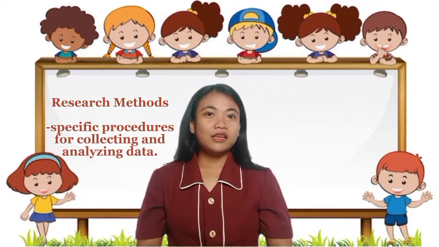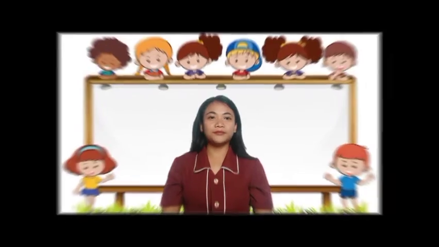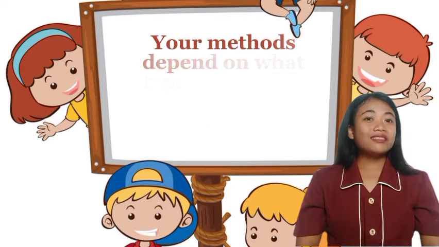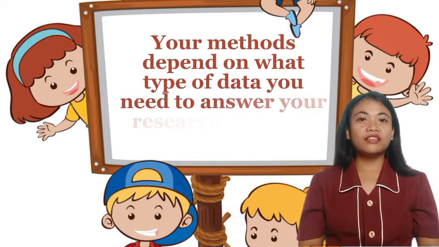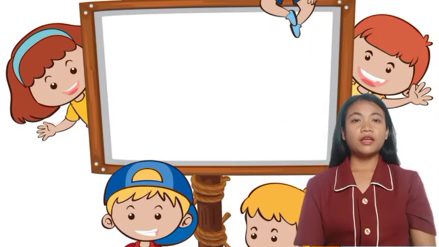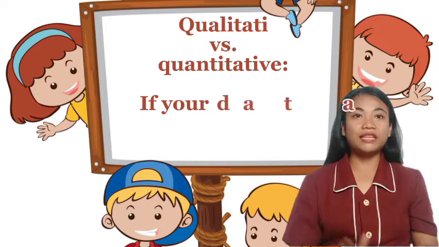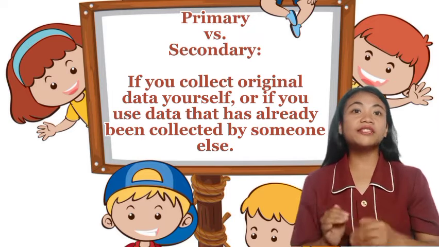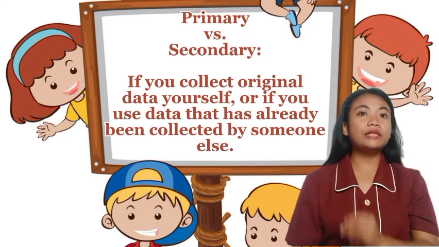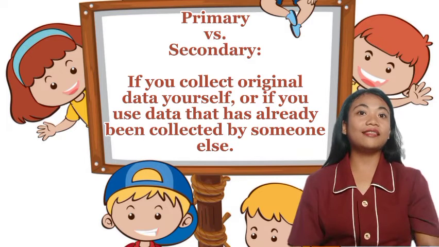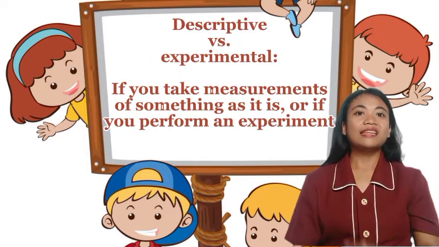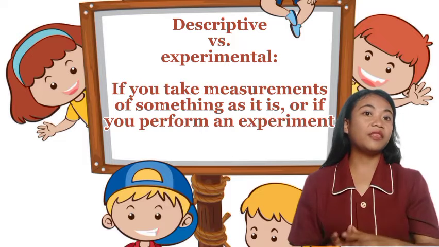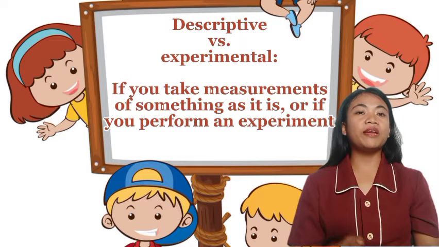When planning your methods, there are two key decisions you will make. First, decide how you will collect data. Your method depends on what type of data you need to answer your research question. May it be qualitative versus quantitative: will your data take the form of words or numbers? Primary versus secondary: will you collect original data yourself or will you use data that has already been collected by someone else? Descriptive versus experimental: will you take measurements of something as it is or will you perform an experiment?